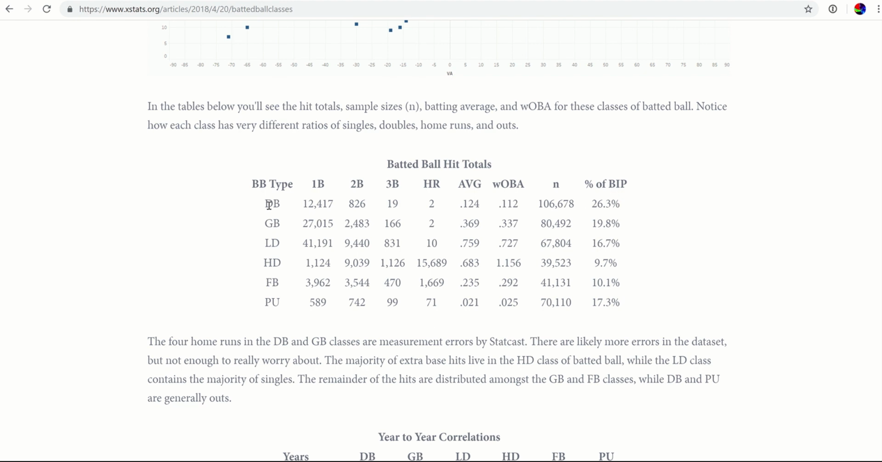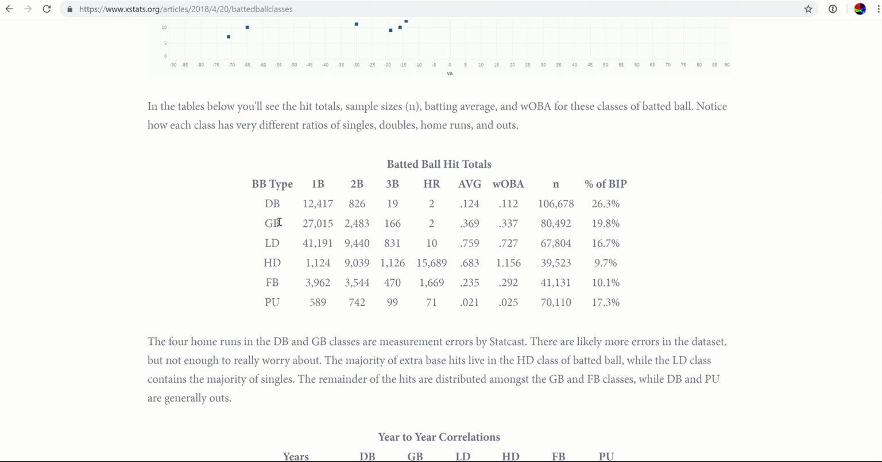So dribbler percentage right here, DB percentage, those are really poorly hit ground balls. They have a batting average of .124, and so essentially a BABIP of .124 as well, because they're not going for home runs, right? There were 2 home runs hit that were dribblers last year. And then the percent overall of balls in play that they are. And so you can see, if you hit a dribbler, chances are you're going to get out or a single.